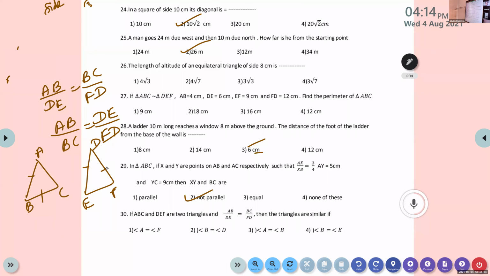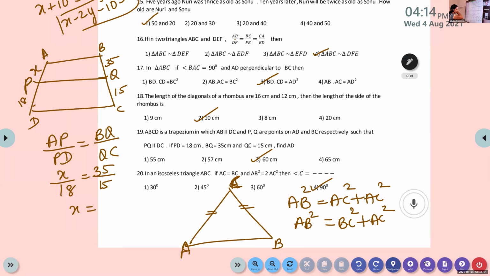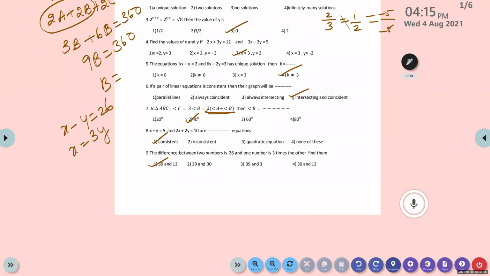Ma'am, can you show the first part? First part, which one? Ma'am, will you show the 20th question also? So now which question do you want, Ashik? Can you show from 1 to 10? See, 1 to 10.